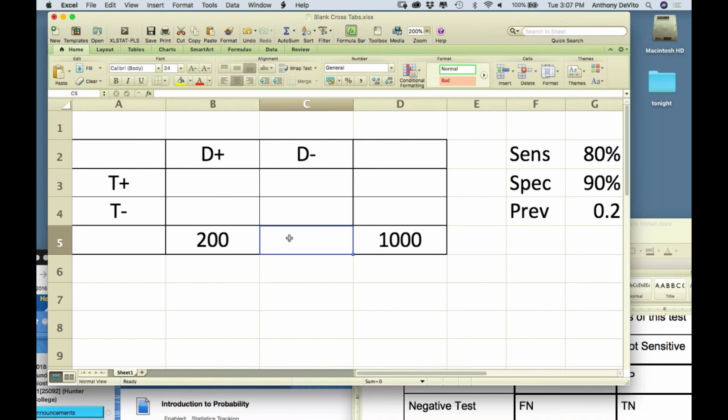How many people don't have the disease? 800, right? It seems fair enough. So now 200 people have this disease. How many of them would you expect, given this screening test, to test positive? We would expect 80% of it. 80% of the time we get that diagnosis right.